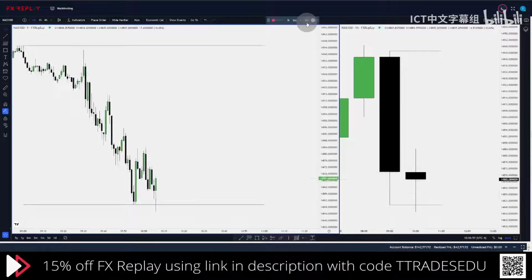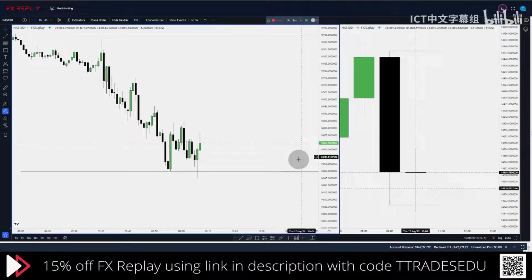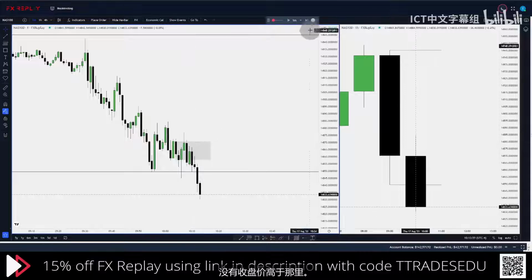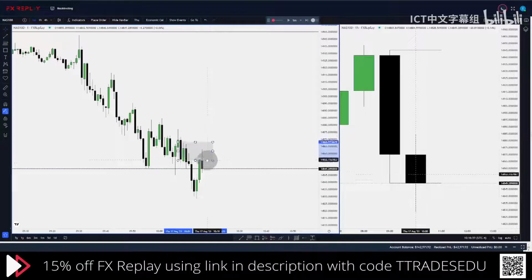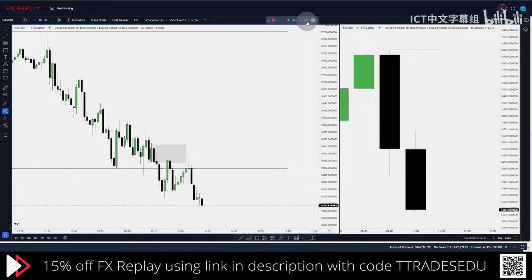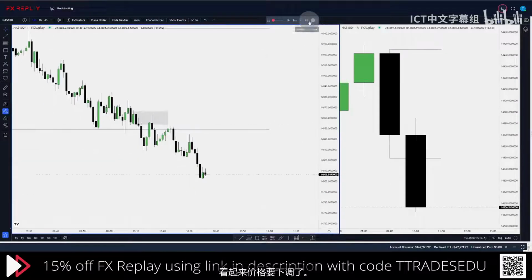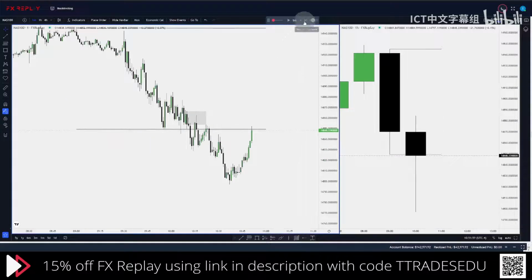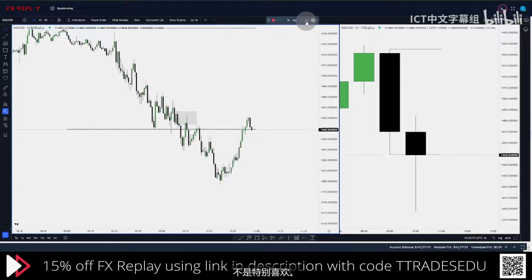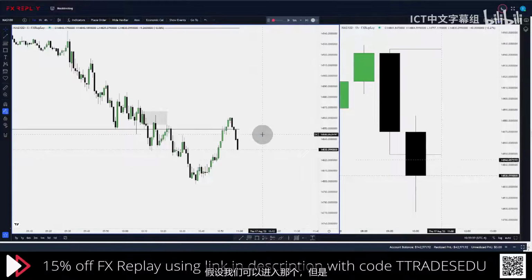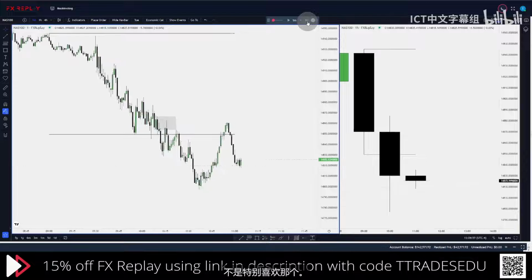See what happens. So here we get a sweep. I'd want to see a nice close above this high here. Okay, no close above there. Didn't like that. This should either support price lower or be a turning point. Looks like price is going to trend down here. There's a move up. Not really a fan. And there is our 11 a.m. Suppose we could enter that, but not really a fan of that.